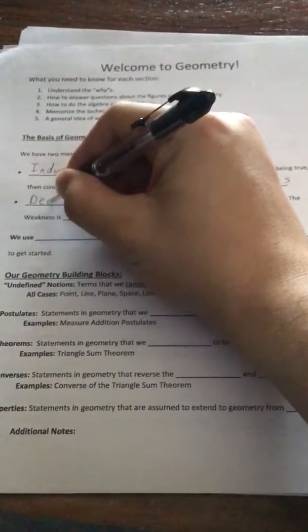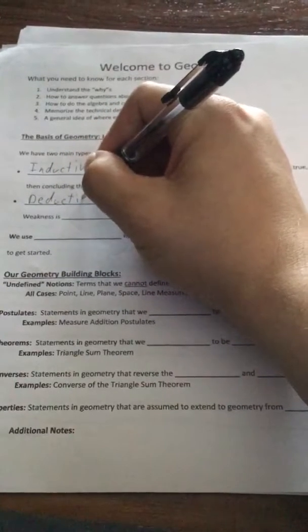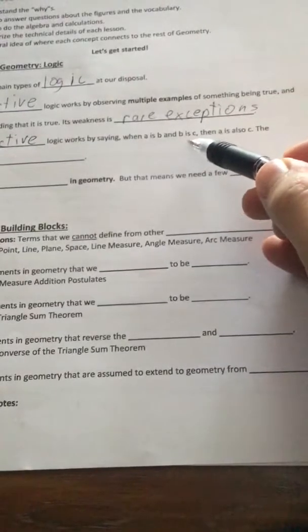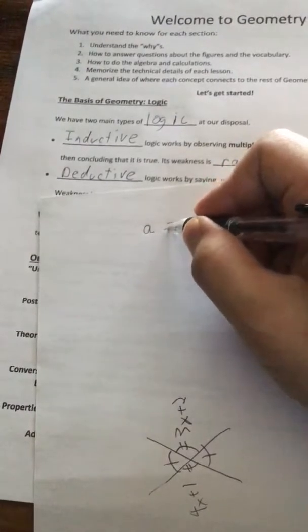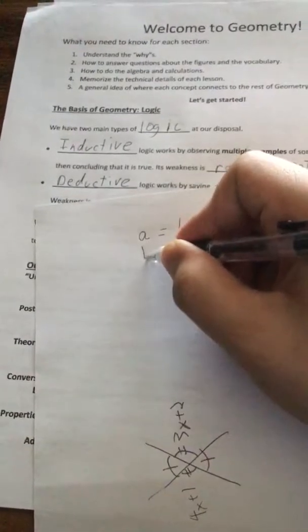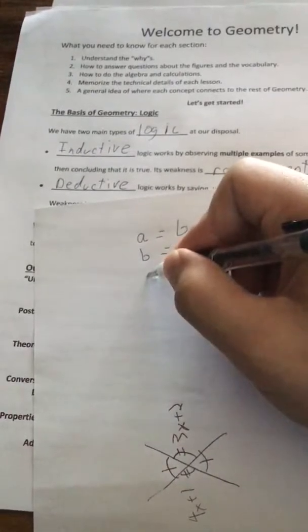Deductive logic works a little bit differently. It works by saying when A is B and B is C, then A is also C. You may have seen it somewhere. If A equals B and B equals C, then A equals C. And so basically, I just have to know these two things in the first place, and then I can come to this conclusion pretty easily. It makes sense too.